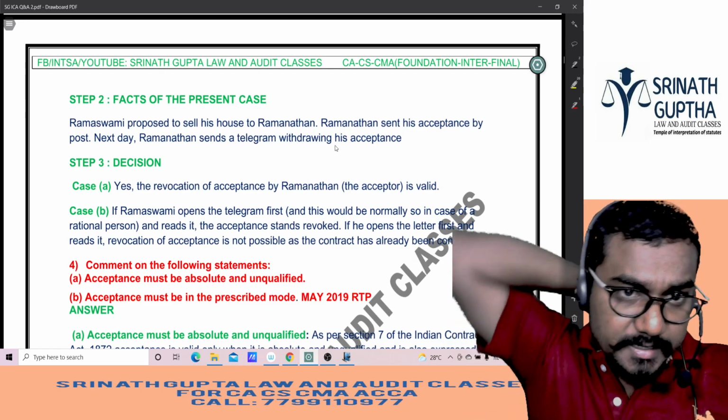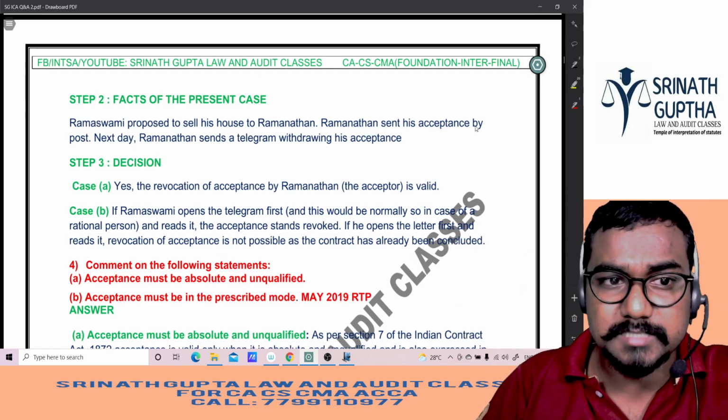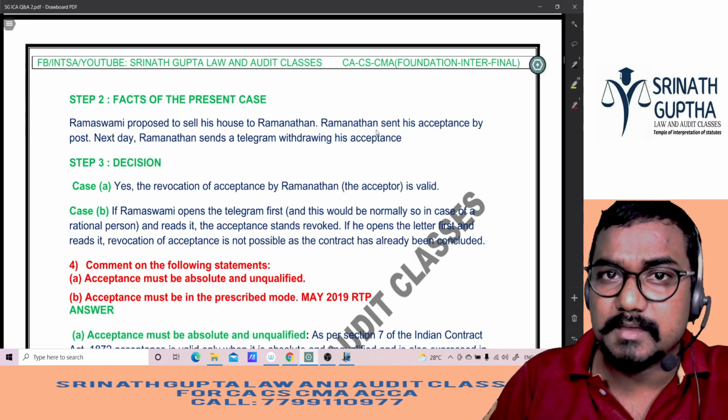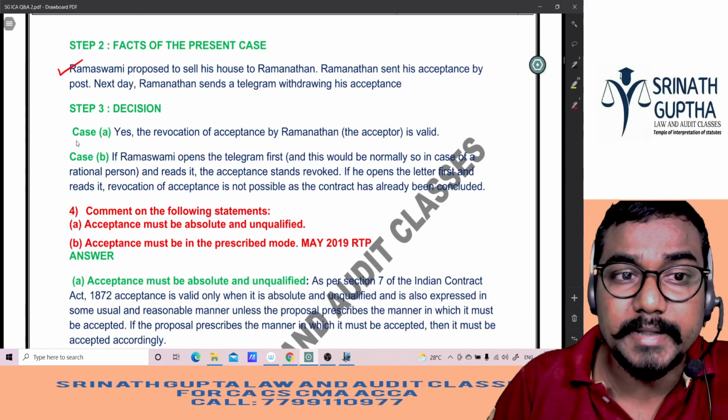So, facts of the present case: Swami proposed to sell his house to Ranganathan. Ranganathan sent his acceptance by post. Next, Ranganathan sent a telegram for withdrawing the acceptance. This happened in the question. Step number 3. See how I am writing the answer, beta.